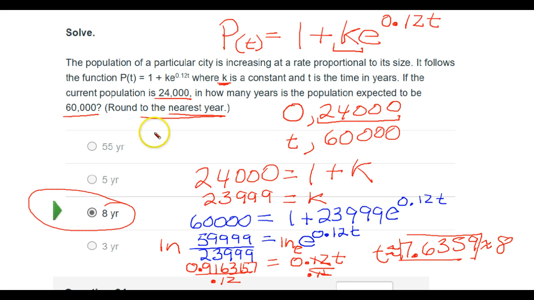Okay, so if you get any like this, this would be a model to show how to get the answer. And there's others that are similar to this.